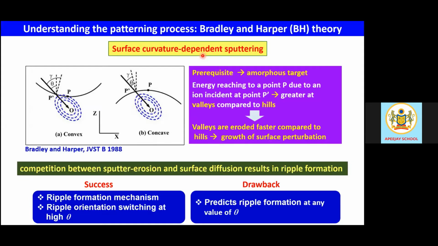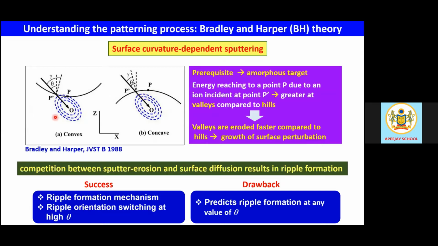Now, what is this Bradley-Harper theory? I had talked to you a little bit the other day, today even a smaller amount. The prerequisite as per this linear continuum theory based Bradley-Harper equation, it's a continuum equation, is that the surface, or rather the target, has to be amorphous. And this is mostly surface curvature dependent sputtering. As I told you, it's very clear that there is energy reaching a point P due to an ion incident at a point P prime.